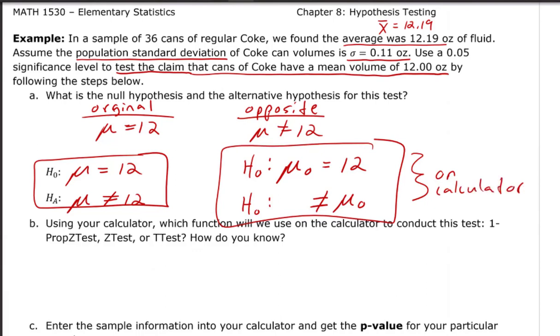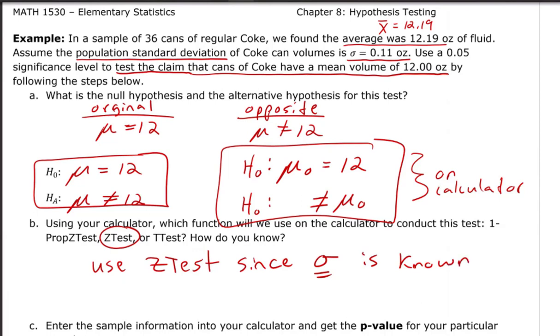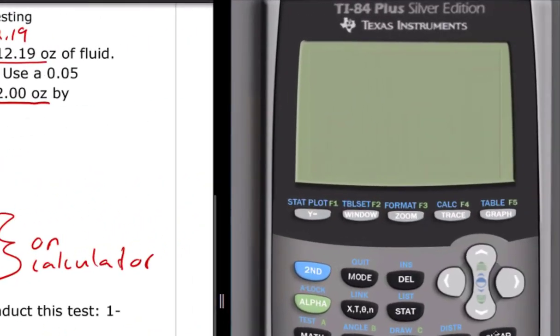It says which calculator function will you use to do this test? We are going to use z-test since we see the sigma in the problem. So use z-test since sigma is known. In real life problems, you're normally not going to know sigma, but this is just a practice problem to get you knowing when do you use this one versus this one. Now we want to enter our sample data in z-test. And let's go on the calculator.